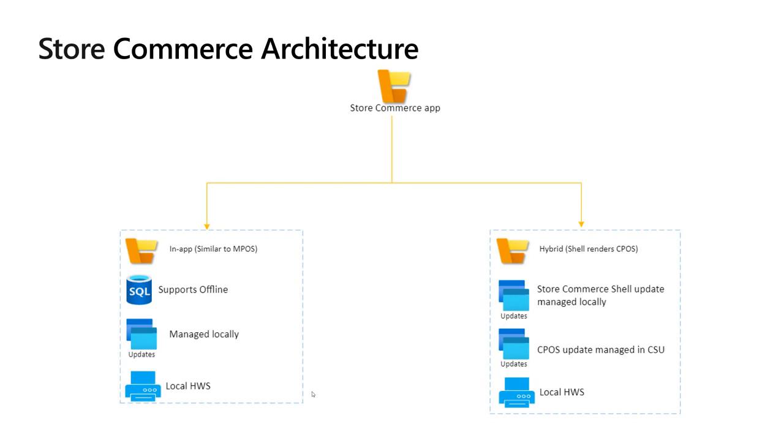With Store Commerce in the hybrid mode, it still has that local hardware station. We've actually built that into Android as well now, and iOS is coming soon. And of course, Cloud Point of Sale being managed centrally in the commerce scale unit means that you have fewer points where you're performing updates, as opposed to just the app shell, which doesn't have as critical of an update mechanism. We'll hit the next one, Minu.